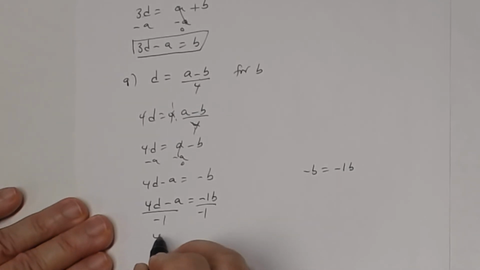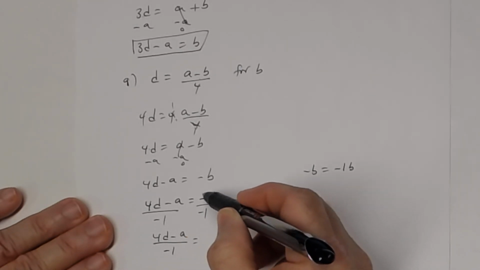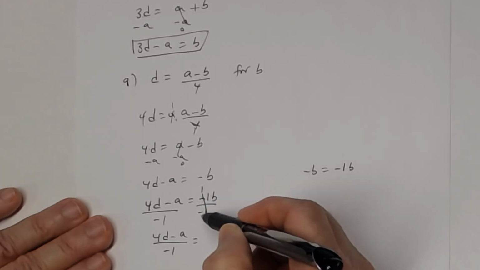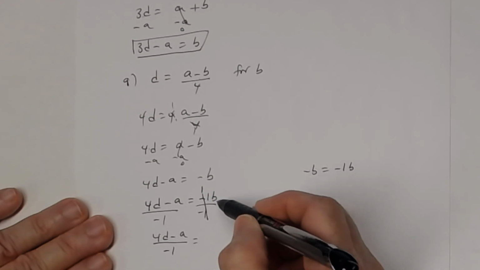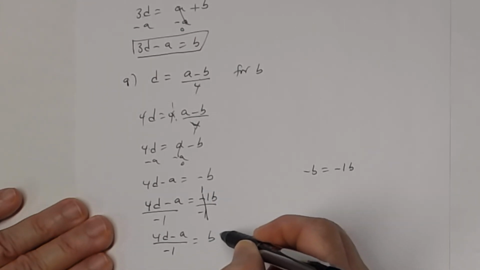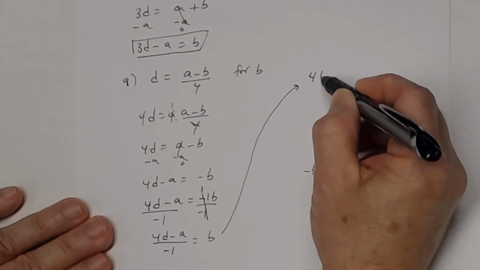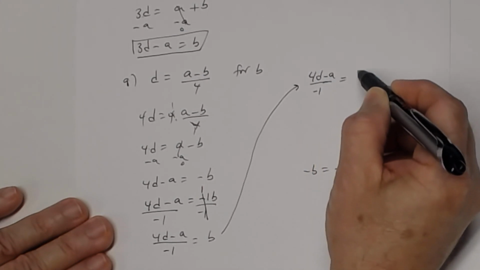And so I get 4d minus a divided by negative 1 is equal to, now notice right here, negative 1 divided by negative 1 is a positive 1. Remember, negative divided by negative is a positive. Negative 1 divided by negative 1 is a positive 1. 1 times b is b. So I have this. Now, I'm going to write this over because I want to say something. So I have 4d minus a divided by negative 1 is equal to b.